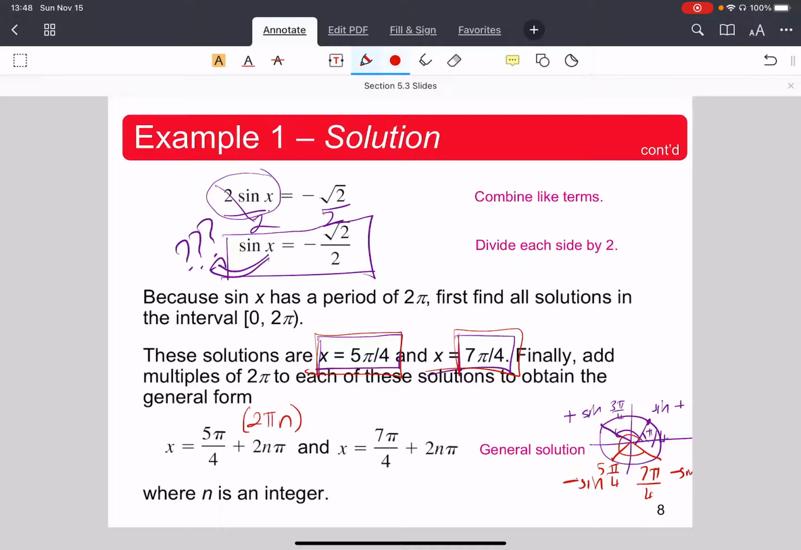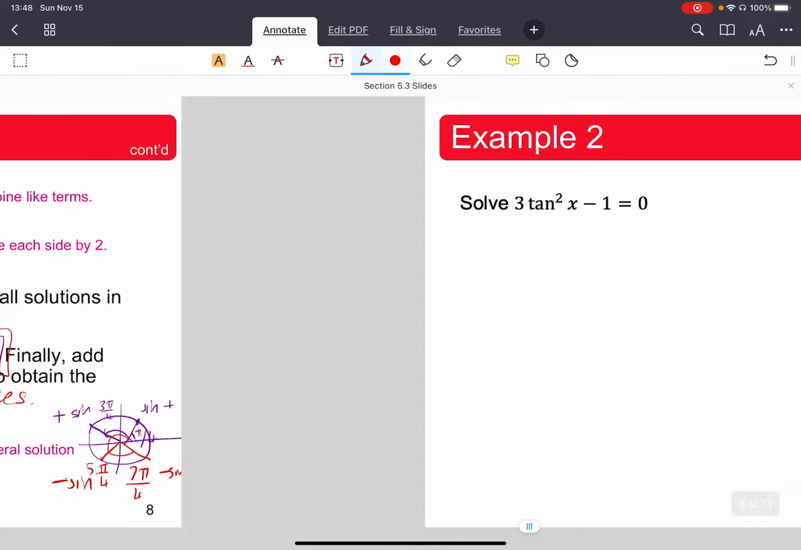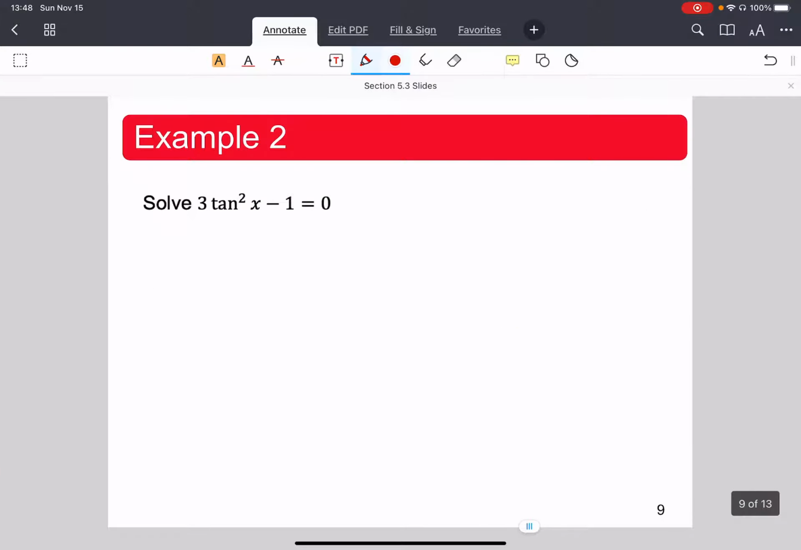And then that is going to be a general solution for it, because n is always going to be a general number of cycles that this function could take. Okay? All right, so I'm going to move on to my next example. In this case, we're going to have 3 tangent squared x minus 1. We're going to find x's that make this equation true.